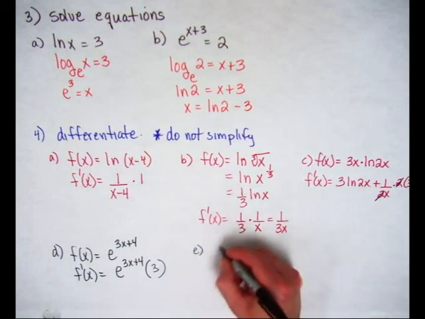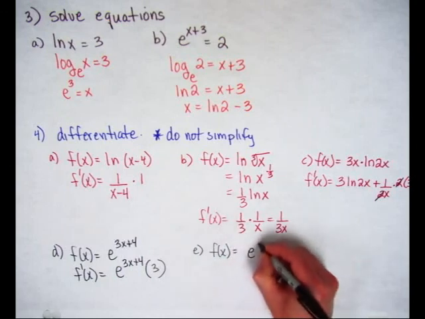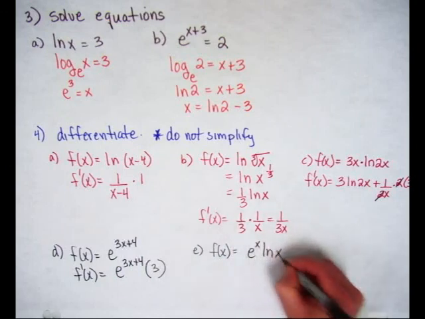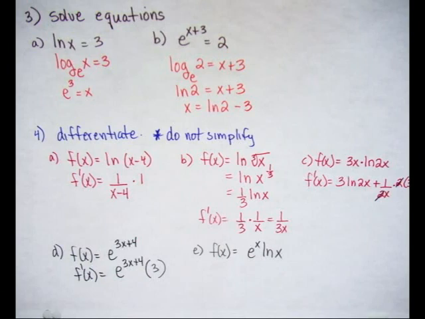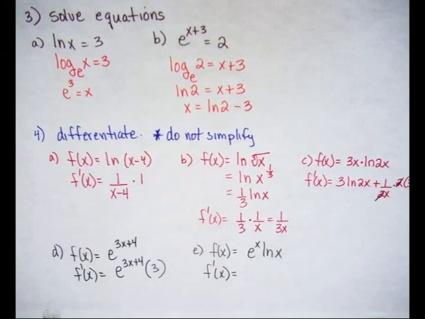And I thought we'd do one more example. It's possible to actually combine our two functions in this unit. Suppose we had something like the function f of x equals e to the x times the natural log of x. So once again, we have a product rule. And I thought this was a good question to finish off with because it basically just summarizes your rules.